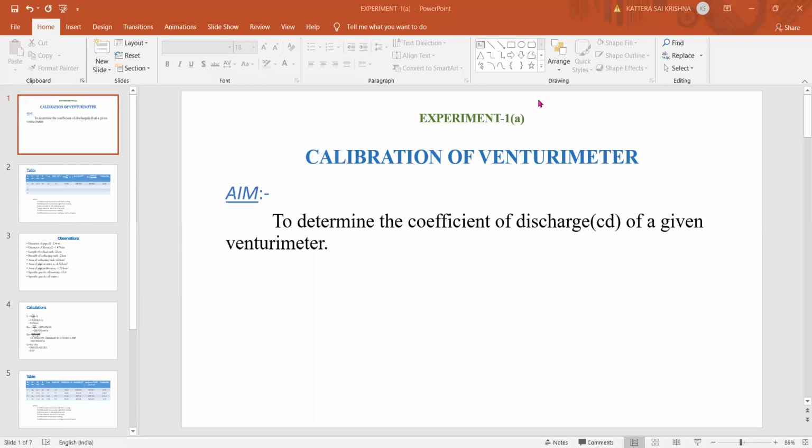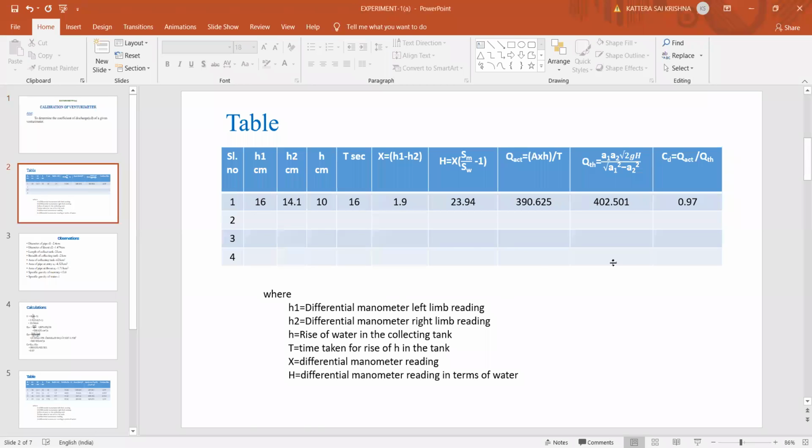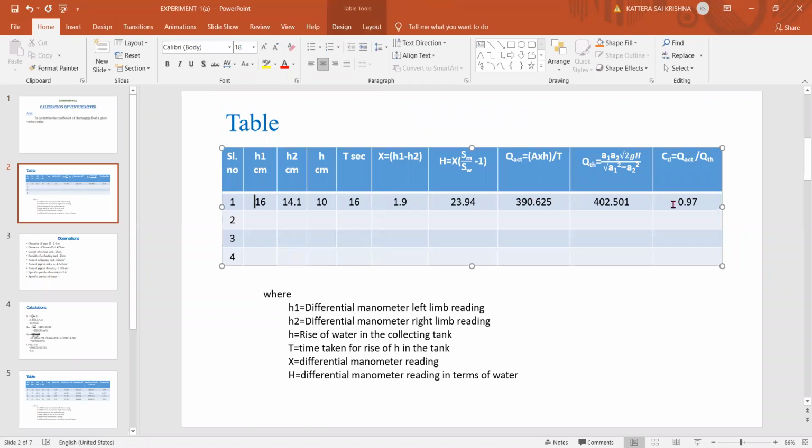Okay, have you written this? Write down the experiment name and aim. Next. Right, please copy the tabular column. Don't take these values. These 4 values you have to calculate. Up to 1.9 or up to 16 you can write down. Write down the tabular column fully.